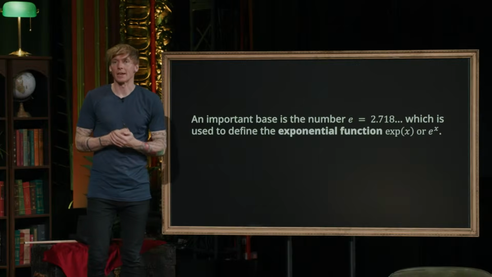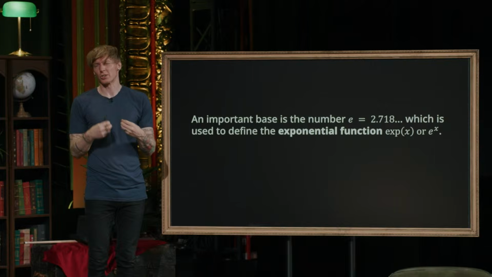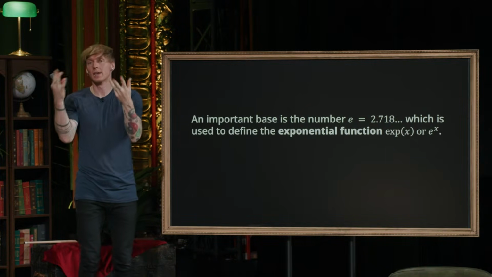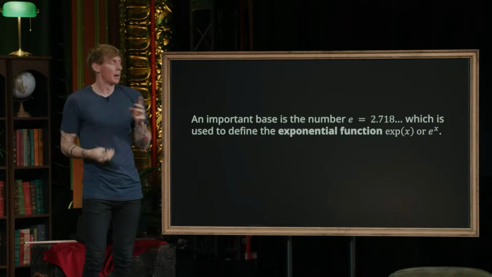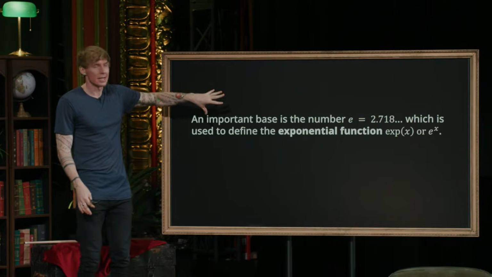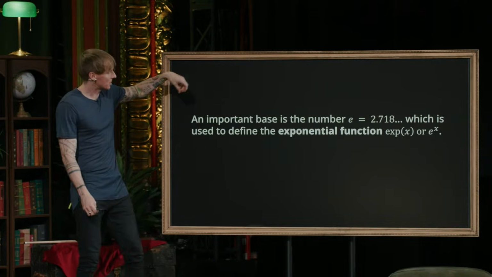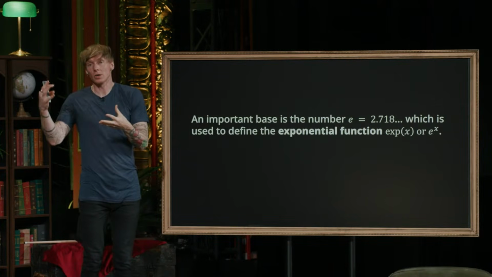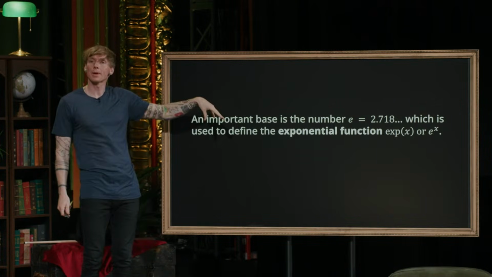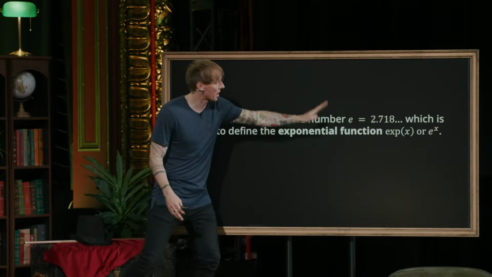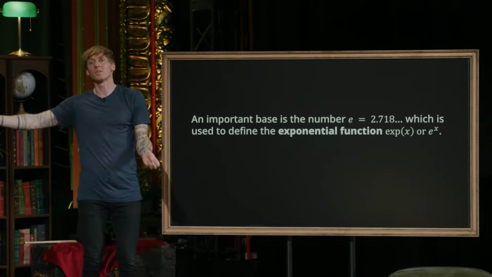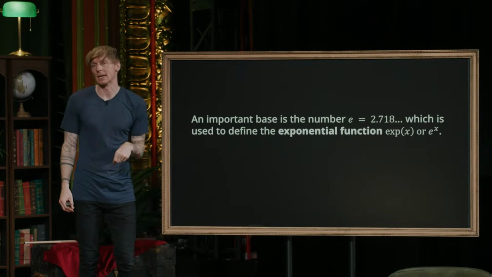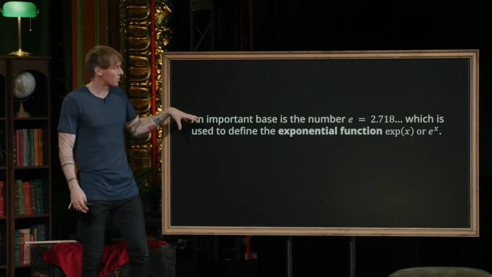OK, now a final thing related to bases, which is just important to point out. We've seen 2s and 10s and general bases a. But mathematically, we often talk a lot about the particular base, which is the number e. Now, e is Euler's number. It's an irrational number, so it goes 2.718... It continues forever. It is a non-terminating, non-repeating decimal. So that's what makes it irrational.